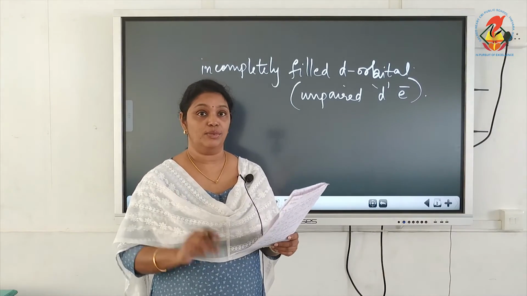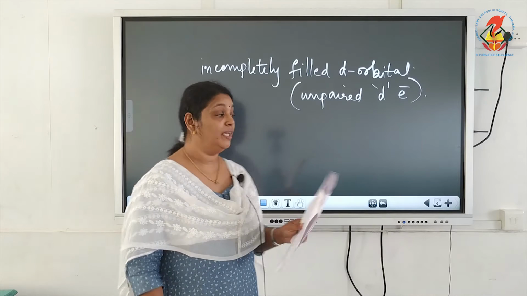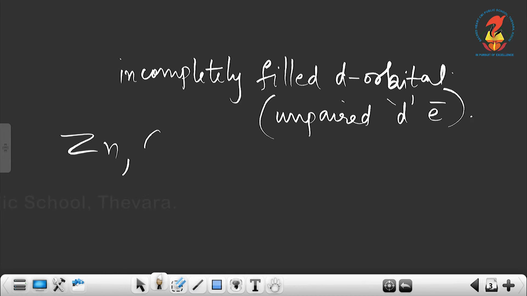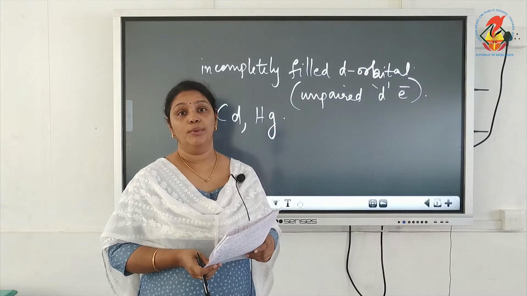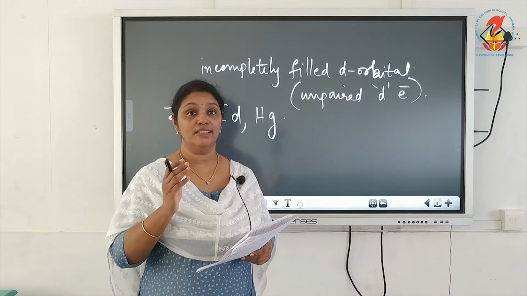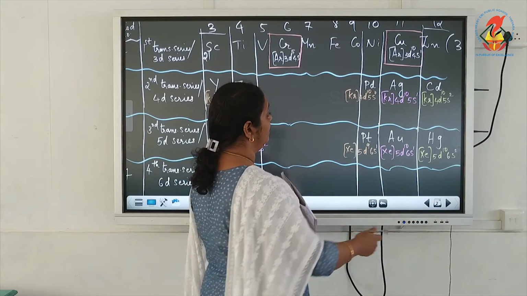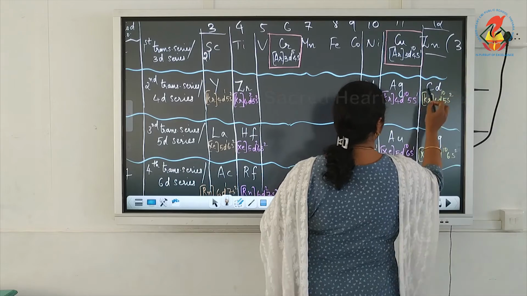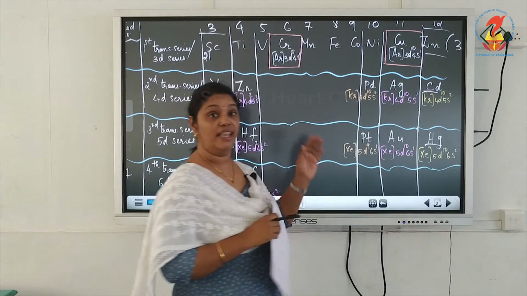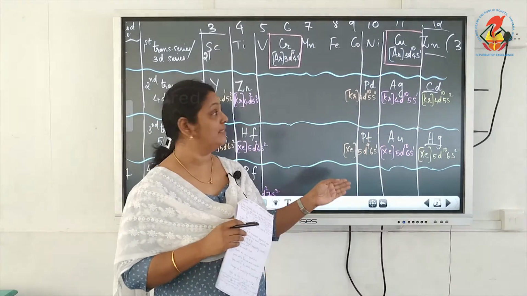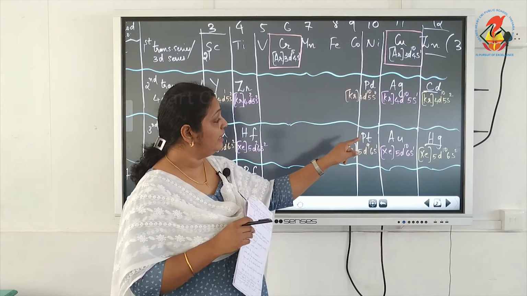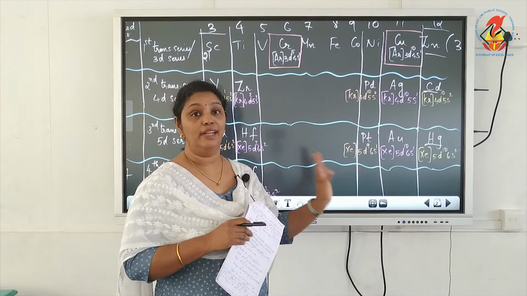Now let's see the next question. Zinc, cadmium and mercury. They are not considered as transition elements. Why are they not considered as transition elements? We can see that zinc, cadmium and mercury are coming last. They are the last elements of each transition series. And you can see their d and s orbitals are completely filled.